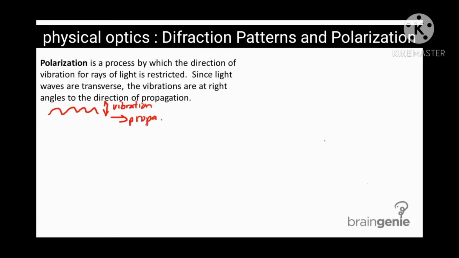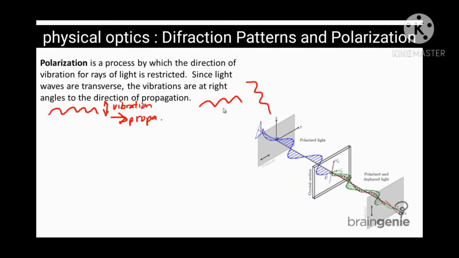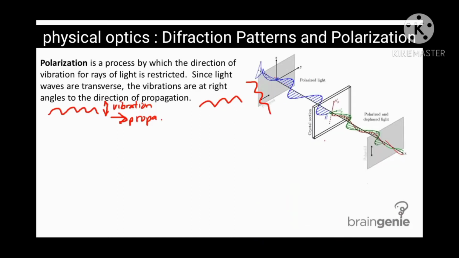If you look at light sources, they have many different light waves coming from all different directions, and the vibrations are also in different directions. When you talk about polarization, here we see a light source with light waves vibrating in many different directions. We talk about using a material to block out all other directions of light except for one. For example, here we have a crystal section.